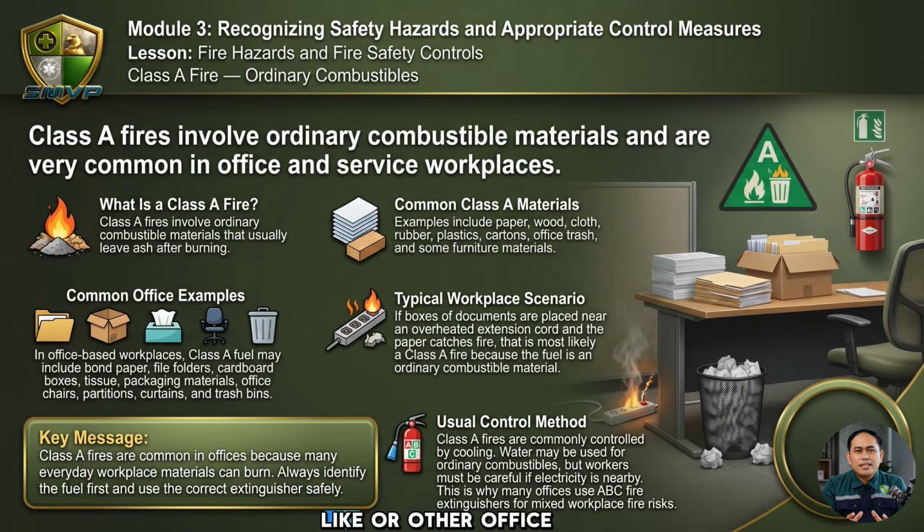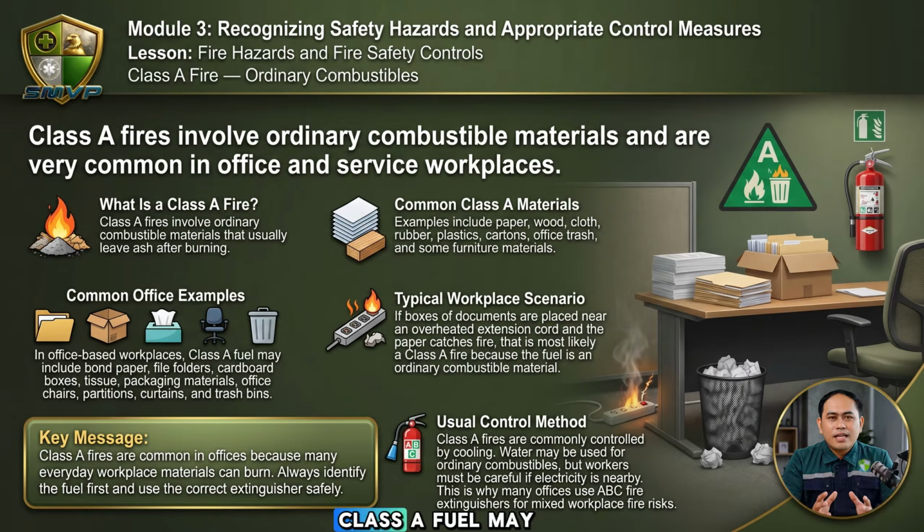In a company setting or other office-based workplaces, Class A fuel may include bond paper, file folders, cardboard boxes, tissue, packaging materials, office chairs, partitions, curtains, or trash bins. So imagine this situation. Boxes of documents are placed near an overheated extension cord. If the paper catches fire, that is most likely a Class A fire because the fuel is ordinary combustible material.